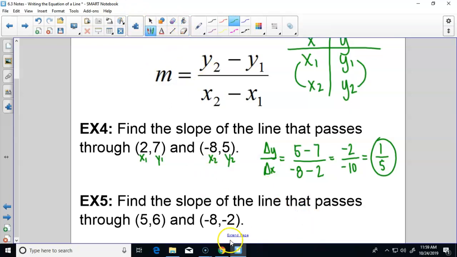So that would be the slope of this line. This is the way that I prefer to find the slope. If I have 2 points, I think it's the quickest. You're welcome to still use the table if you prefer.